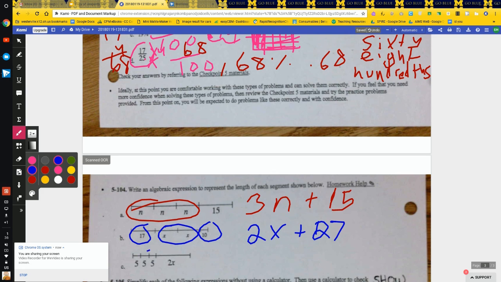Last one, C, I have 3 5s, so I combine my 5s to give me 15. What I have left is 2x, so basically I have 15 plus 2x. Now again, if they gave us a value for our variables, we could solve. Like to say if n was 4, we could plug n in, and our answer would be 12 plus 15, which is 27. But again, we're just writing expressions, not solving.